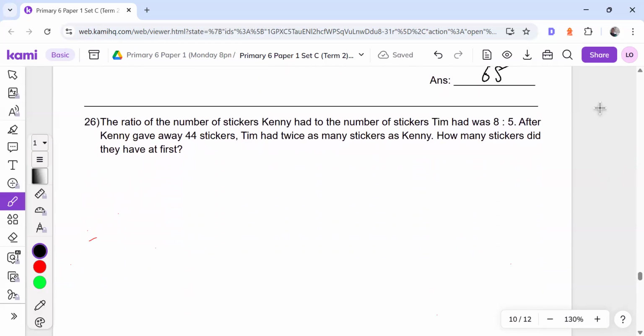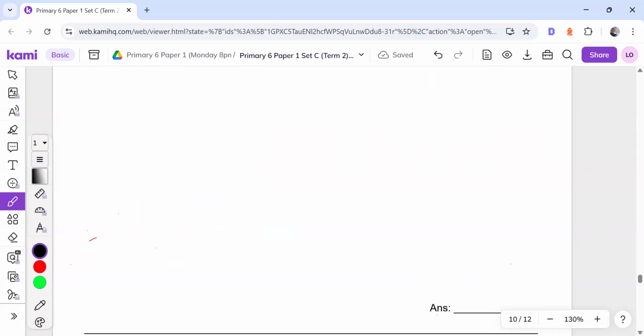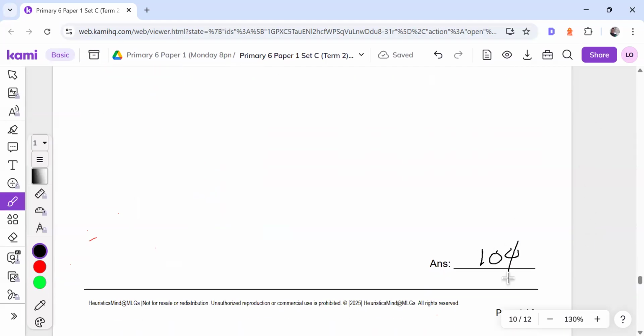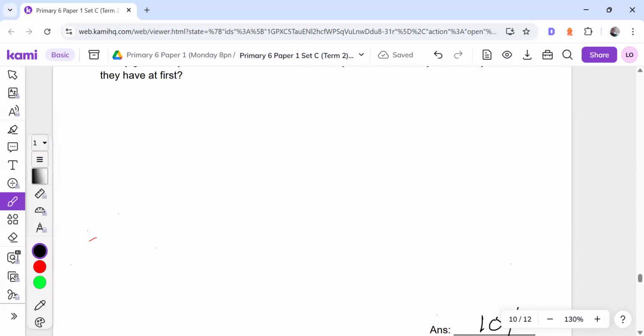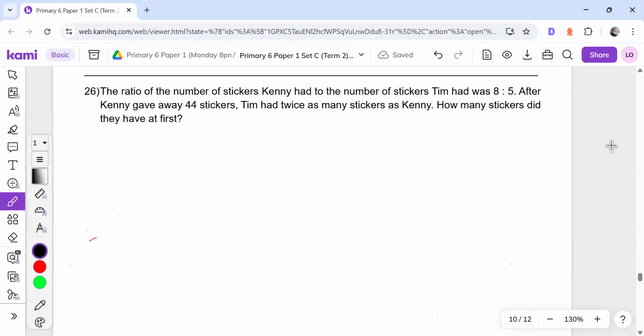Okay, question 26. Again, those of you in my class, you get it wrong. Do you get 104? Ruel, did you get 104? Jiale, get 104? Ruel never get 104. Okay, Ruel, I'm going to ask you something. Now the same goes to the rest of you.